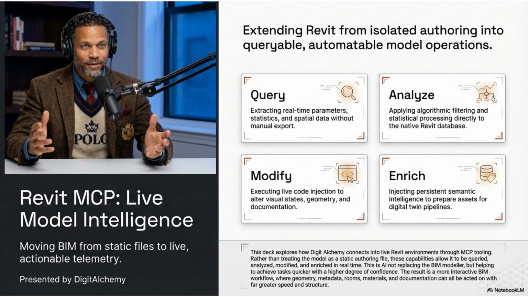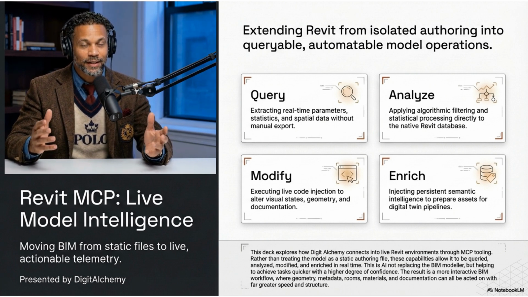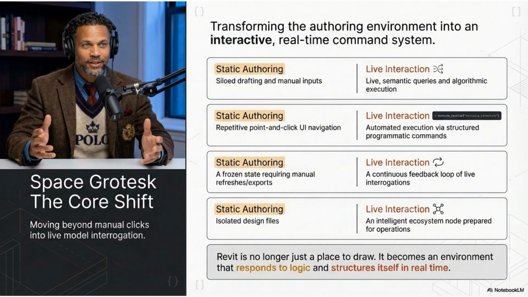Here is the core shift. Revit, through Digital Chemy and MCP, stops behaving like an isolated authoring tool and starts behaving like a live model intelligence environment. We can query the model for parameters and spatial data, analyze it directly inside the native database, modify geometry and visual states through structured commands, and enrich it with semantic intelligence for downstream digital twin workflows. In other words, the model is no longer just a very expensive filing cabinet, it becomes something we can actually talk to. This is where authoring becomes interaction.